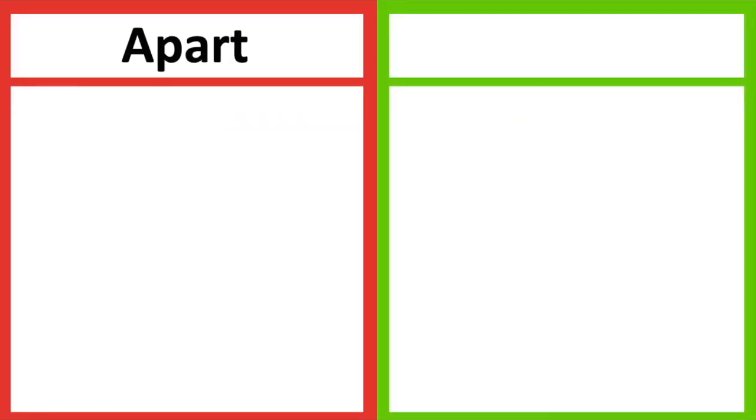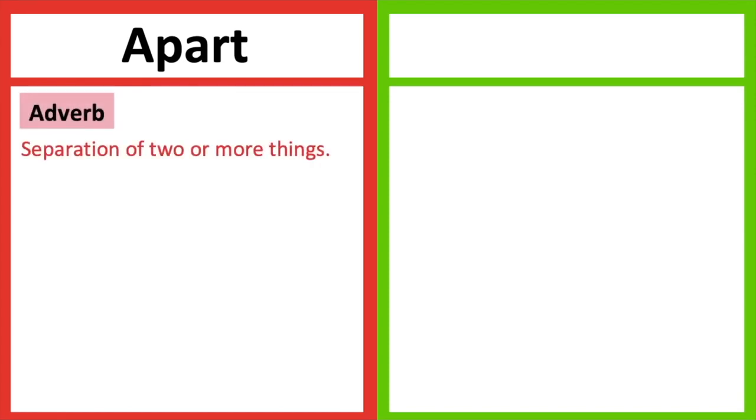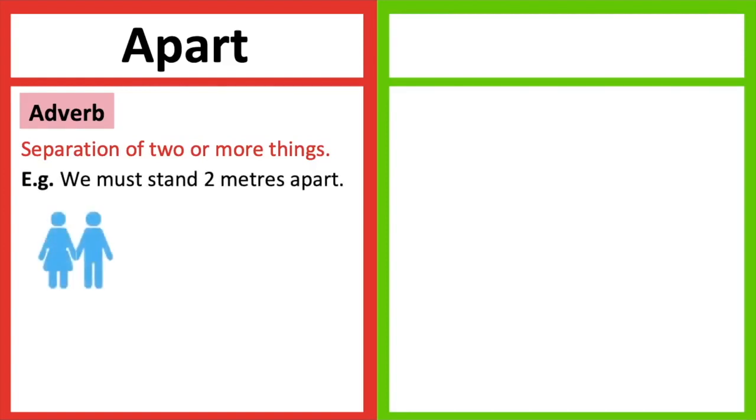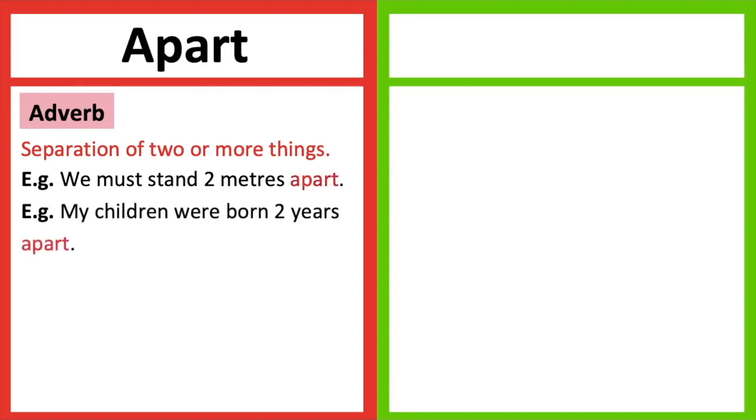Apart. Apart is an adverb. It refers to the separation of two or more things. This can be a separation by distance. For example, we must stand 2 meters apart. It can also refer to a separation by time. For example, my children were born 2 years apart.